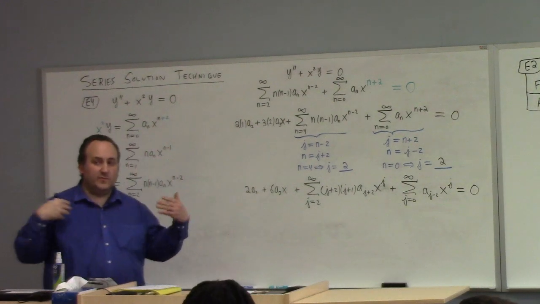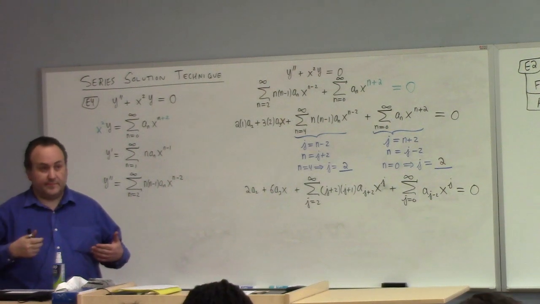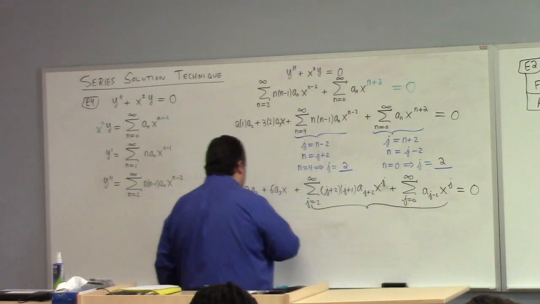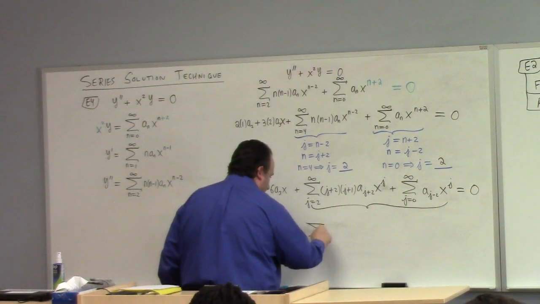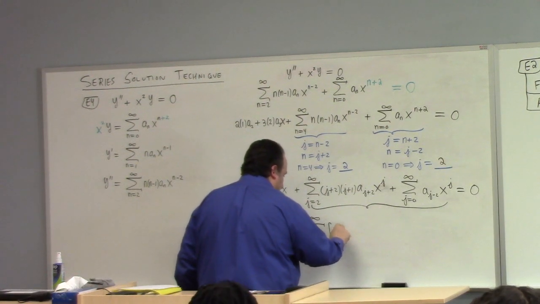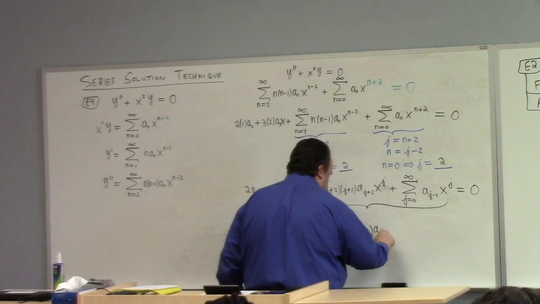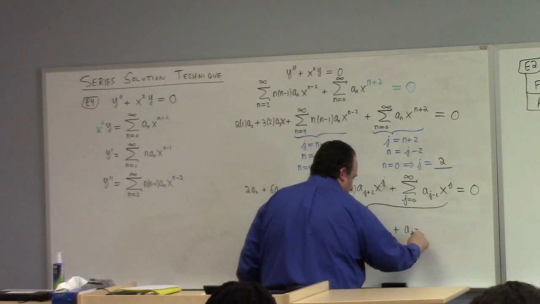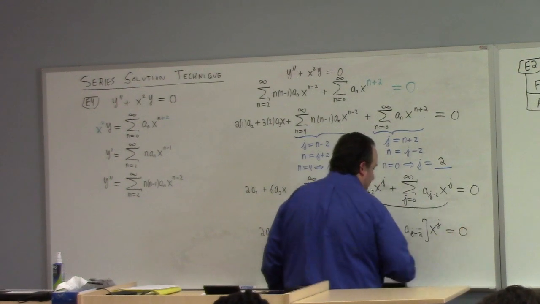The only way you can combine two power series is if they have matching exponents. Now that I have the same format here, I can merge these two into one big power series. Let's see here: j plus 1 times j plus 2 times a sub j plus 2, plus a sub j minus 2, close parentheses, times x to the power j, equal to 0.